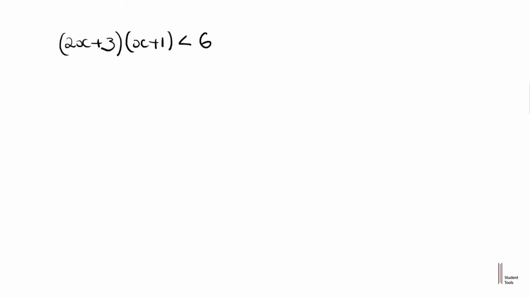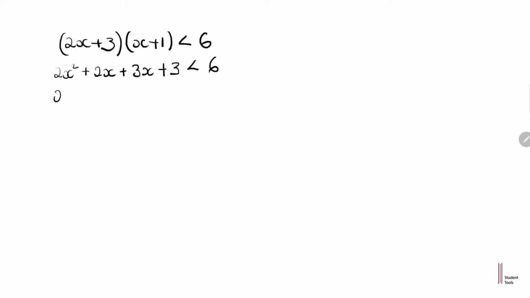To solve for x here, we will have to expand these brackets. To expand this, we will multiply 2x and x. There will be a 2x squared. 2x multiplied by 1, that will be a plus 2x. And then 3 multiplied by x, that will be a plus 3x. 3 multiplied by 1, that will be a plus 3. All this is less than 6.